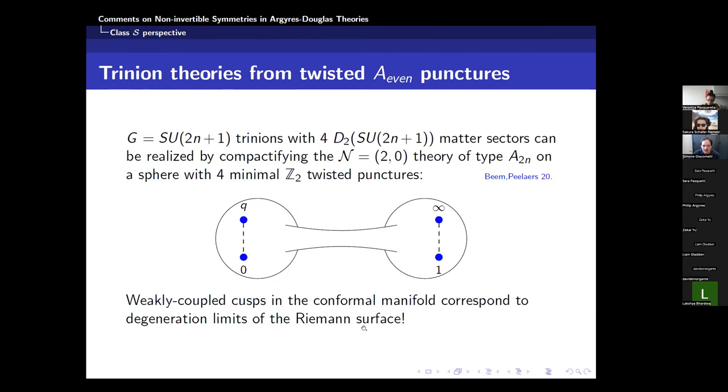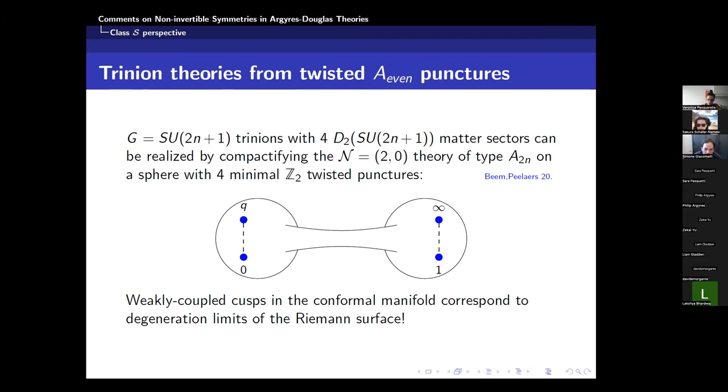Okay, very good. Now, let's look at the S-duality group of this theory. As I said at the beginning, for some of them, we do have a class S description with regular punctures only, which can help us. In the case of trinion theories with four matter sectors, this is relevant for us because we can construct them exactly in this way. In particular, we will use a recent result derived in this paper, who observed that trinion theories with G equal to SU(2n+1) can be constructed using a sphere with four twisted punctures, Z2 twisted punctures, starting from the (2,0) theory of type A_{2n}.